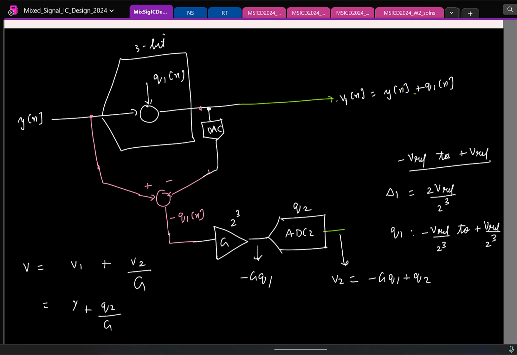So let us say for example the second ADC is 4 bits. So Q2 corresponds to an ADC with 4 bits of resolution. Now what I have is Q2 by G. G is 2 power 3. So Q2 by 2 power 3 will correspond to an ADC with how many bits of resolution? 7. How are you saying 7?